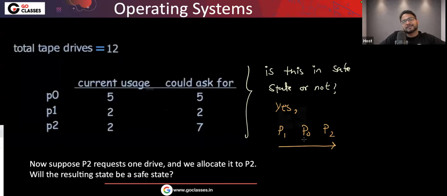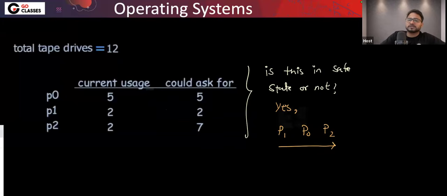Now they are saying that that's fine. First, you need to understand what it means to say that this is the safe sequence. It means that if you want, you can fulfill all demands of P1, which is 2, and then all demands of P0, and then all demands of P2.